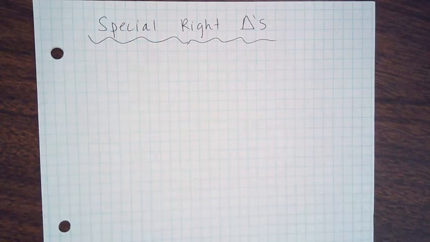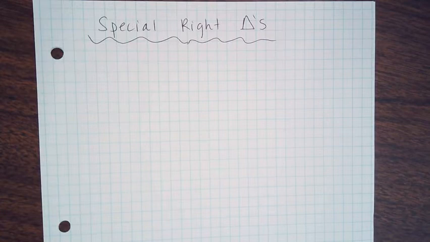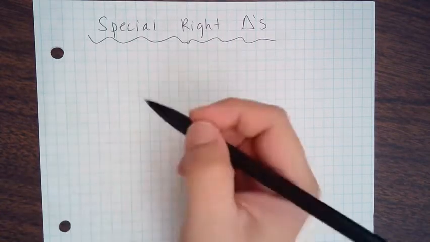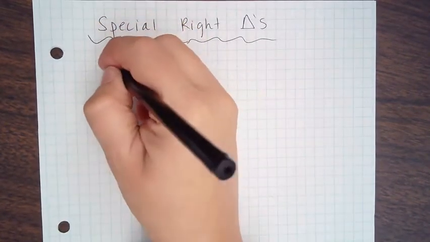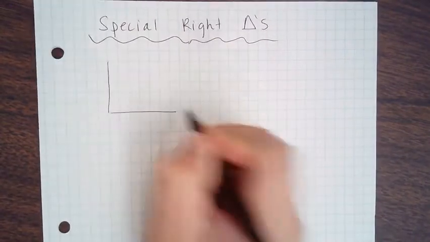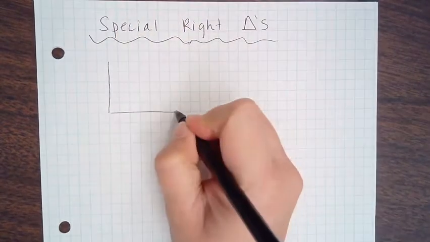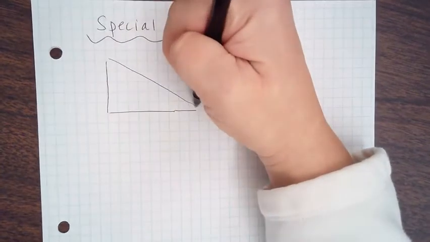Hi guys, here is a video on some of the more introductory problems for special right triangles. Okay, so what we have learned is that our special right triangle ratios look like this.